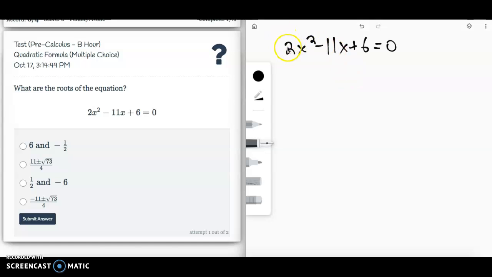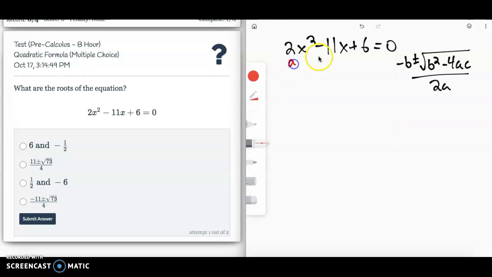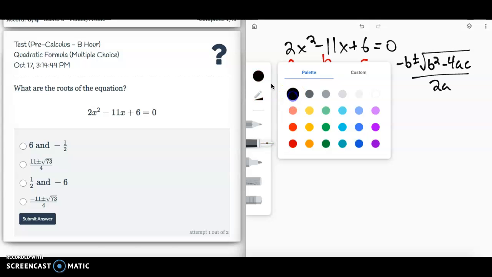And then I notice my leading coefficient is greater than 1. So if I wanted to try reverse box method, you're more than welcome to. But again, this is the quadratic formula piece. So I'm going to go ahead and do my quadratic formula. Negative b plus or minus square root b squared minus 4ac all over 2a. My a is 2, my b value is negative 11, and my c value is 6.